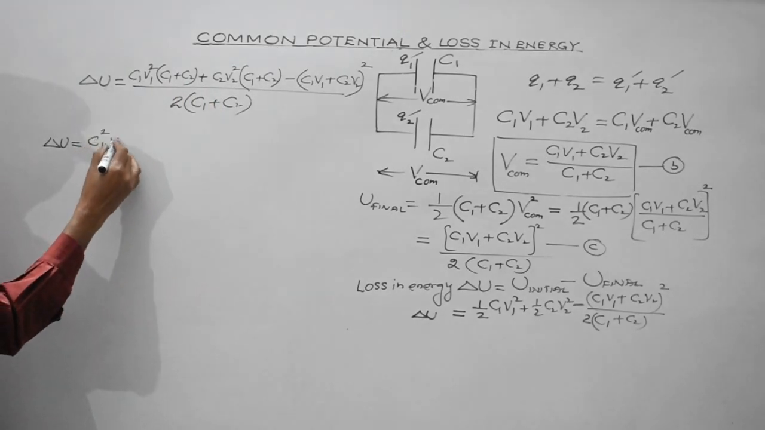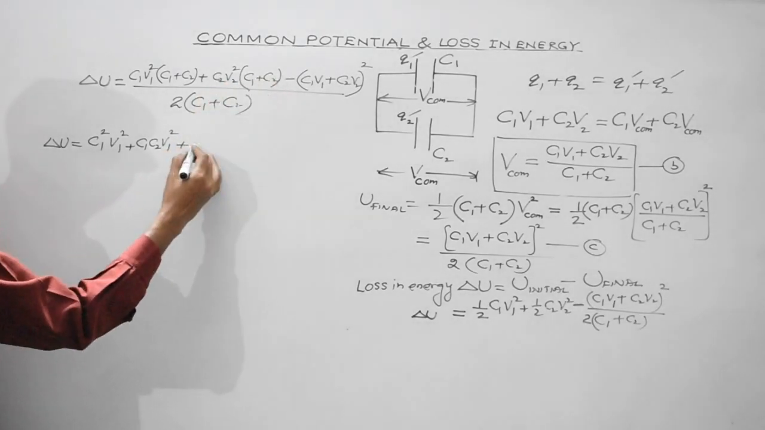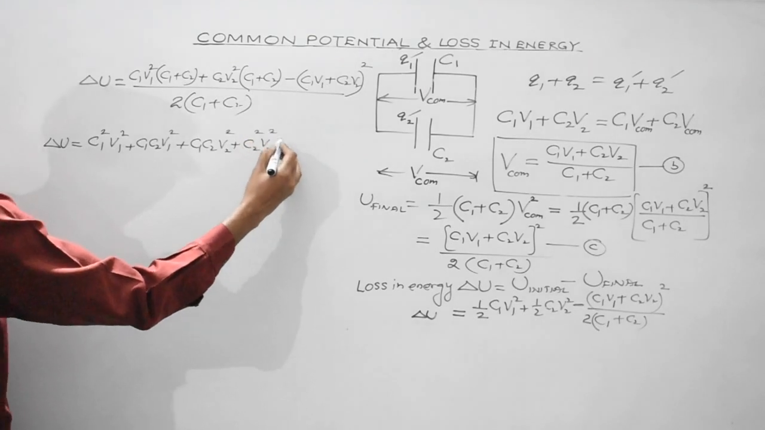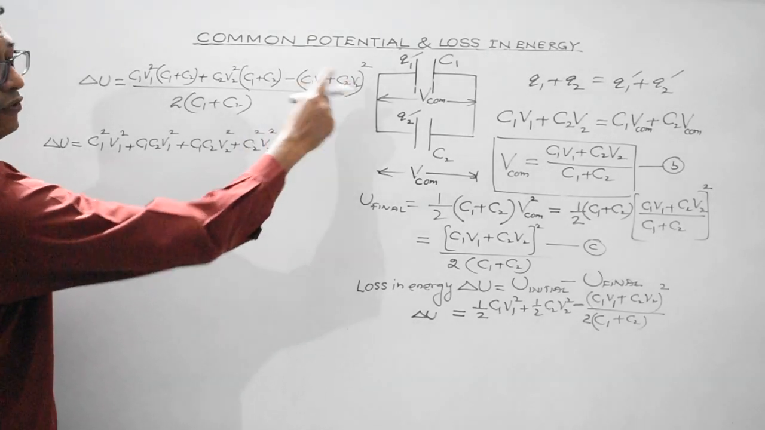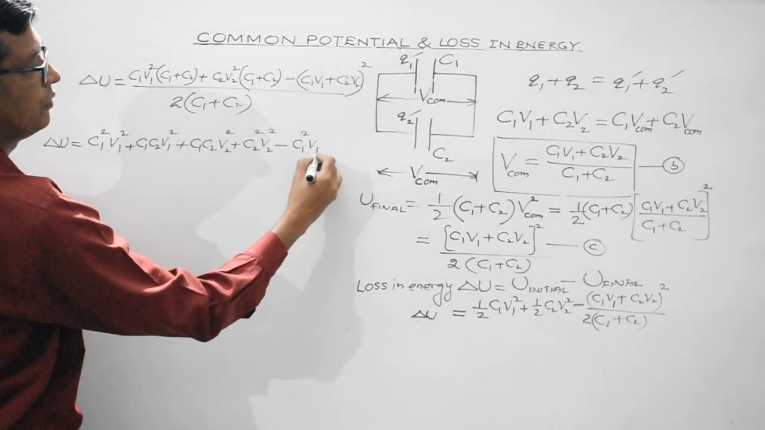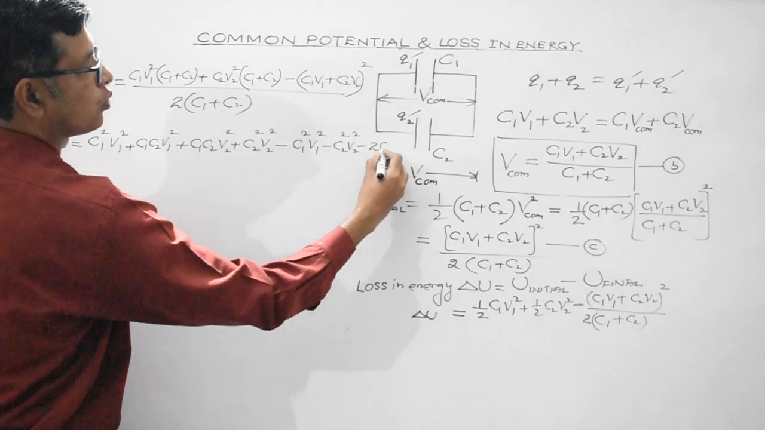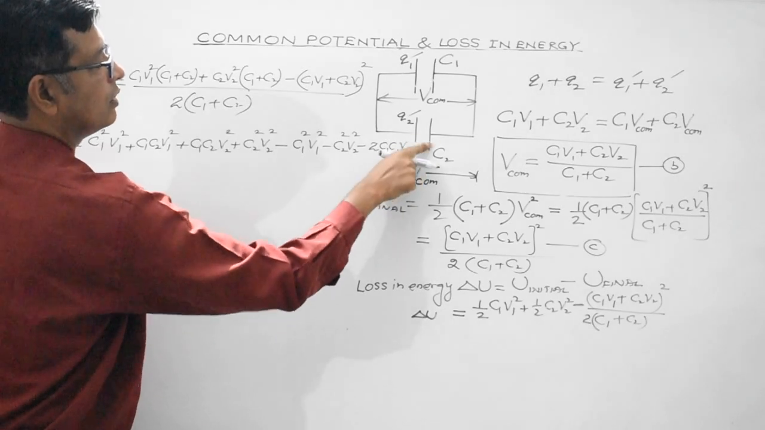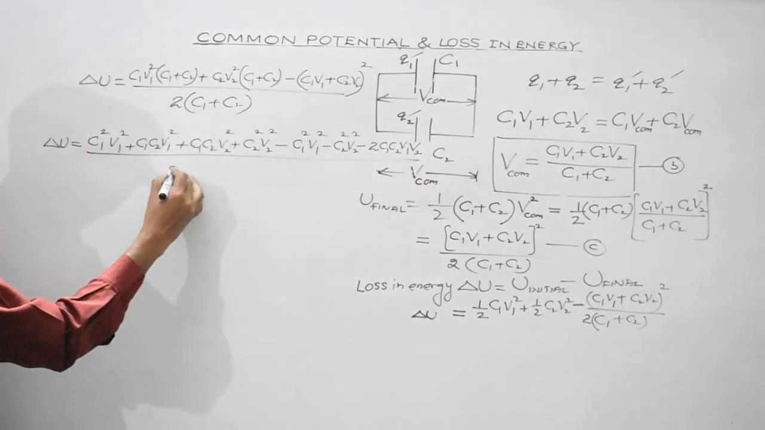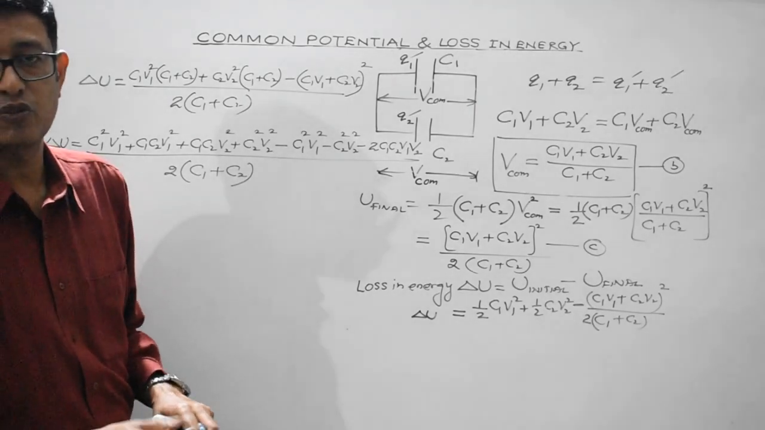So we get C1 square V1 square plus C1 C2 V1 square. Similarly, open the bracket over here. We get C1 C2 V2 square plus C2 square V2 square minus, it's in the form of A plus B whole square, so I'm opening the bracket as well: C1 square V1 square minus C2 square V2 square minus twice C1 C2 V1 V2, divided by twice C1 plus C2. Right? This is the expression which we will obtain.